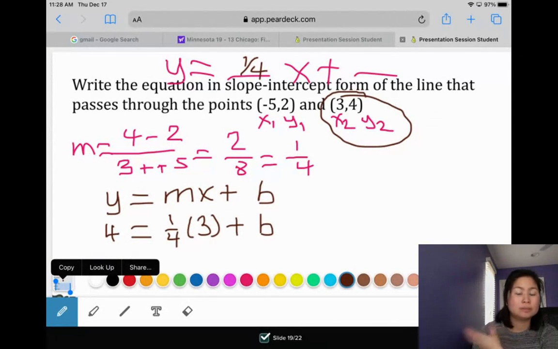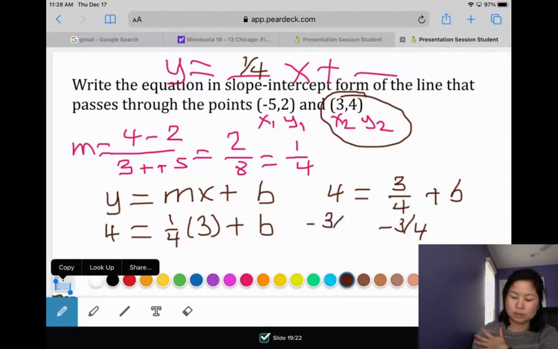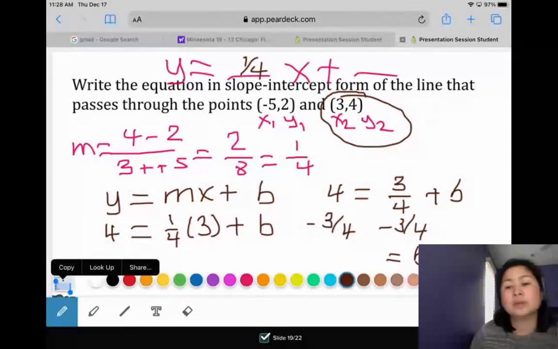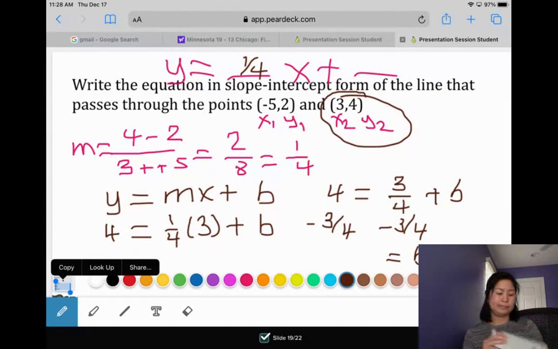So this is the reason I chose this one, just so you know that sometimes we're not going to have a nice number for b, but that's okay. So this is going to be 4 equal to 3 over 4 plus b. Subtract 3 over 4 on both sides. If you have a graphing calculator, you can put it in. I'm not going to ask you to do it by hand, you can put it in any calculator you have.